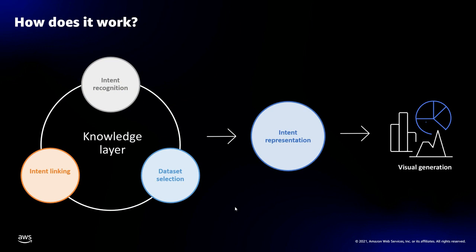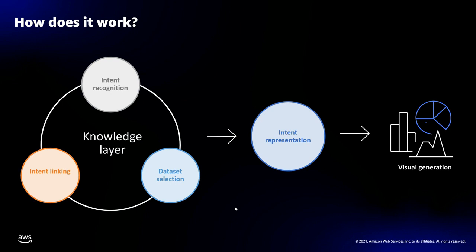Just a little bit deeper under the hood at a 30,000-foot level, the way Q works is the first step is identifying the intent of the question. Then Q goes out and identifies the data set or data sets that can answer that question. And then it has to link the intent to the elements in the data to provide the answer.